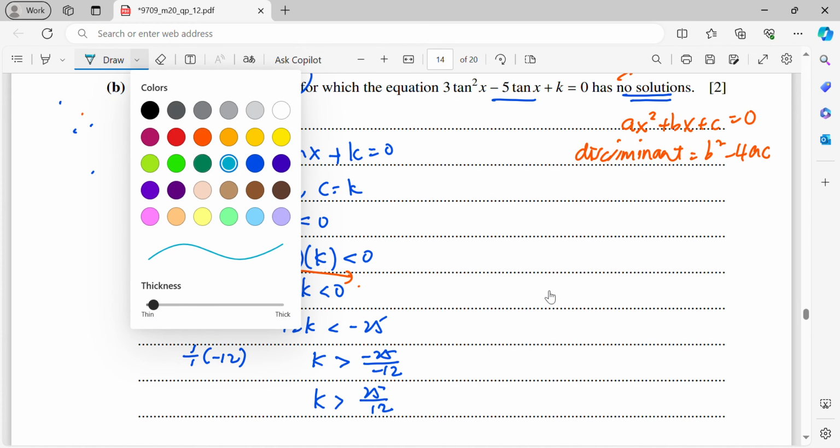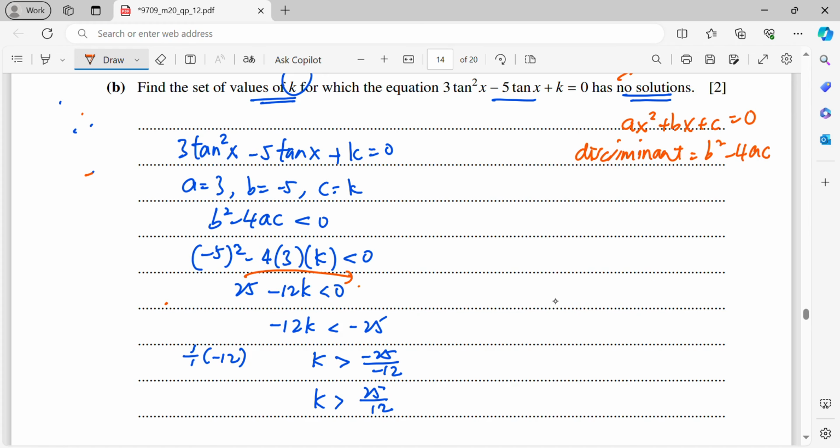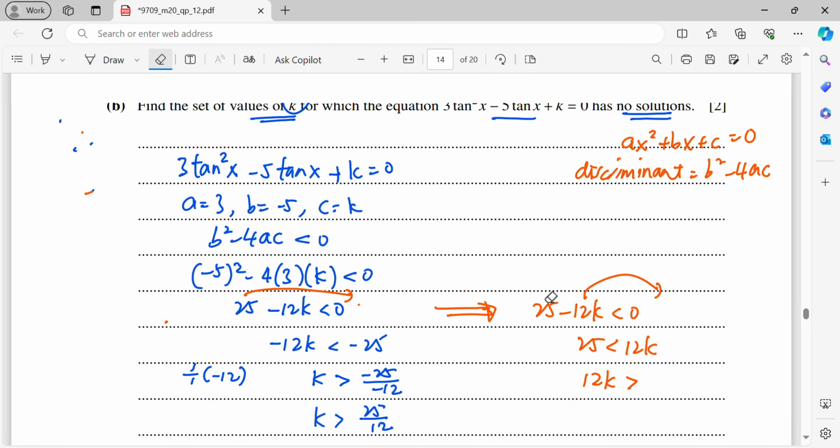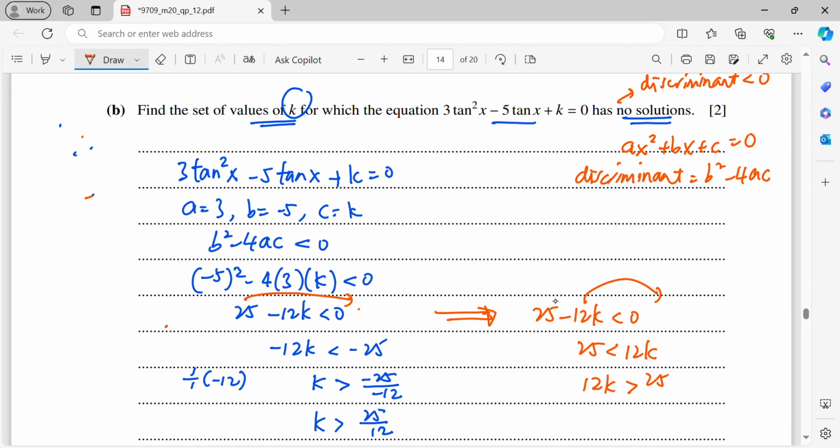Another option is right after this step. Right after this step, I will write 25 minus 12k less than 0. So I move the 12k to the other side. So 25 less than 12k, which is the same as 12k greater than 25. Now you divide the whole inequality by positive 12. When dividing by a positive value, there is no need to change the sign. The inequality sign remains. So it's k greater than 25 over 12. So you have two options to solve this question.